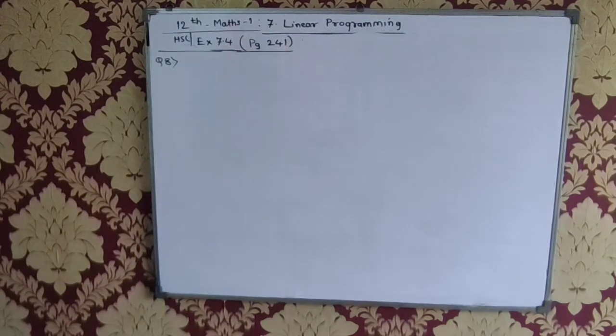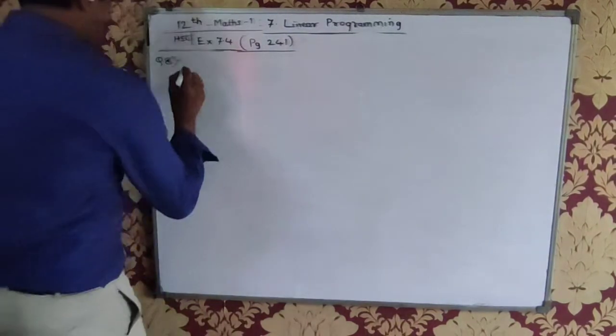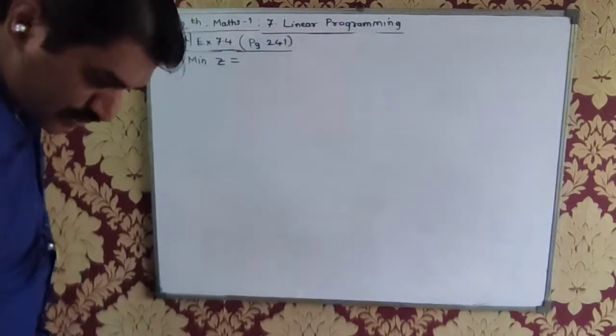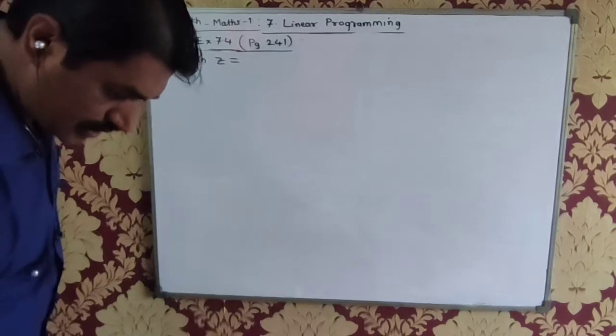Question number 8. Minimize z. Minimize z is equal to 6x plus 21y.